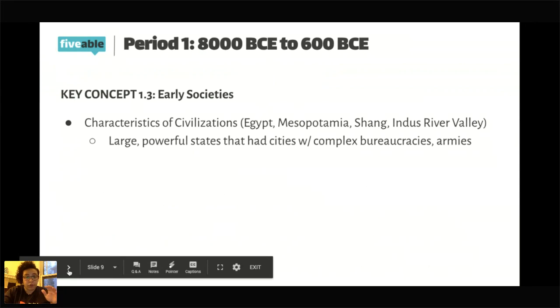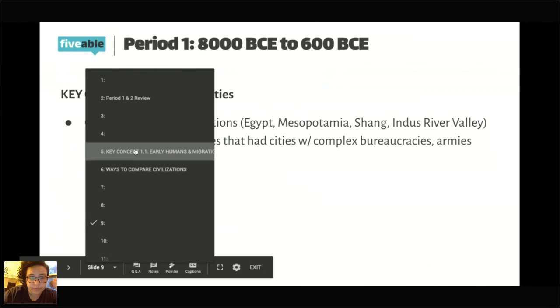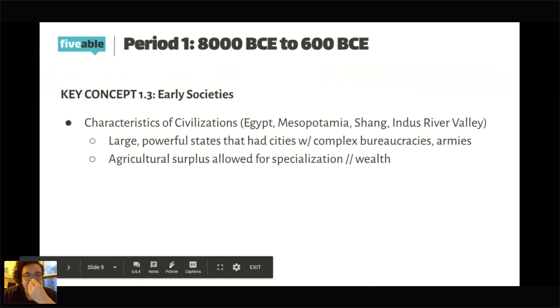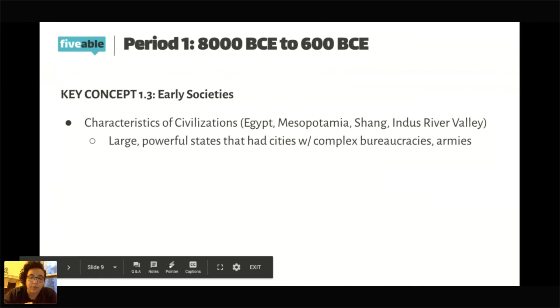I'm going to run through basically some big things that they all have in common. This was just true for all of them. All of them are large, powerful states. They have cities, and they have really complicated bureaucracies and armies.